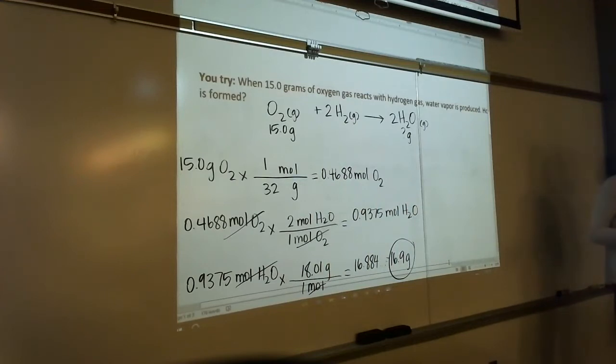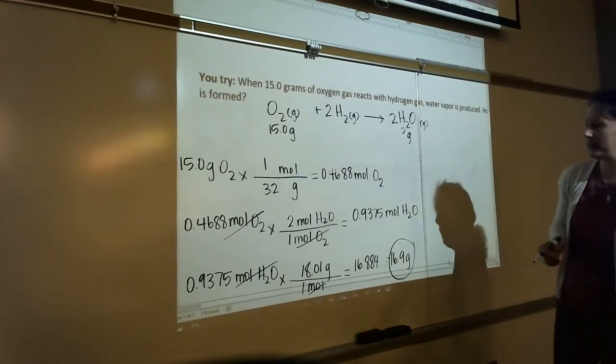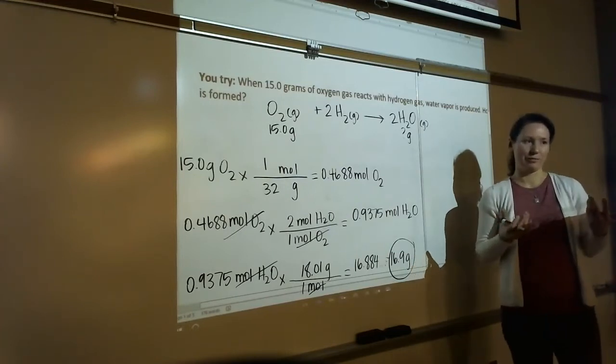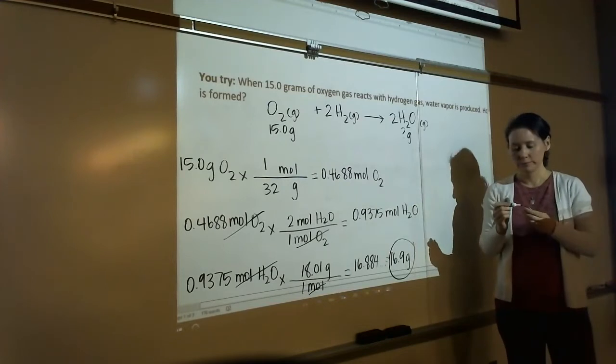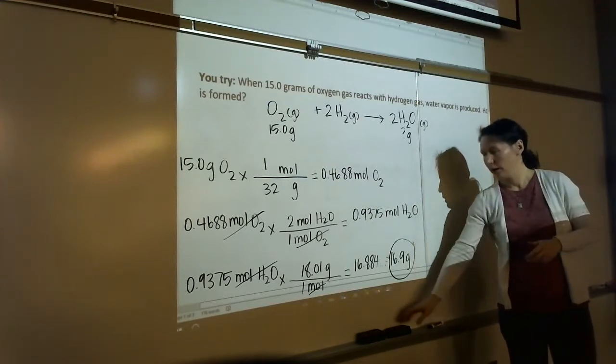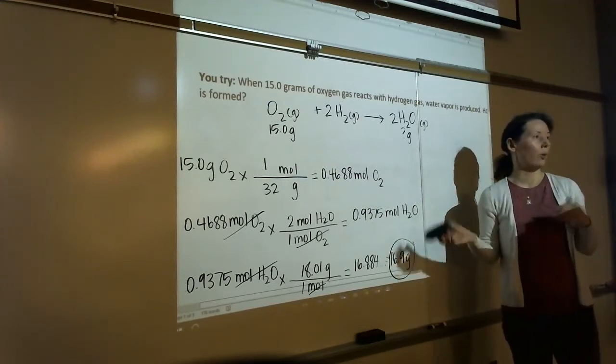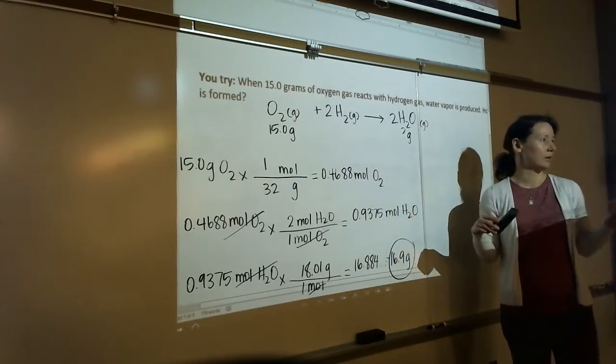How do we feel about this one? If you made a mistake, do you see where you made it? Yes. So like I said, it's not difficult, it's just 3 steps, right? You just have to do 3 different calculations. Questions on this one before we go on to limiting reagents?